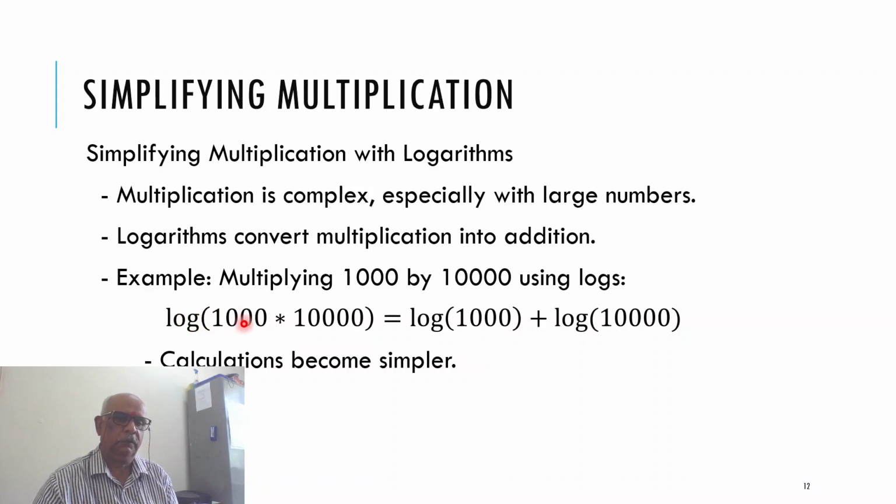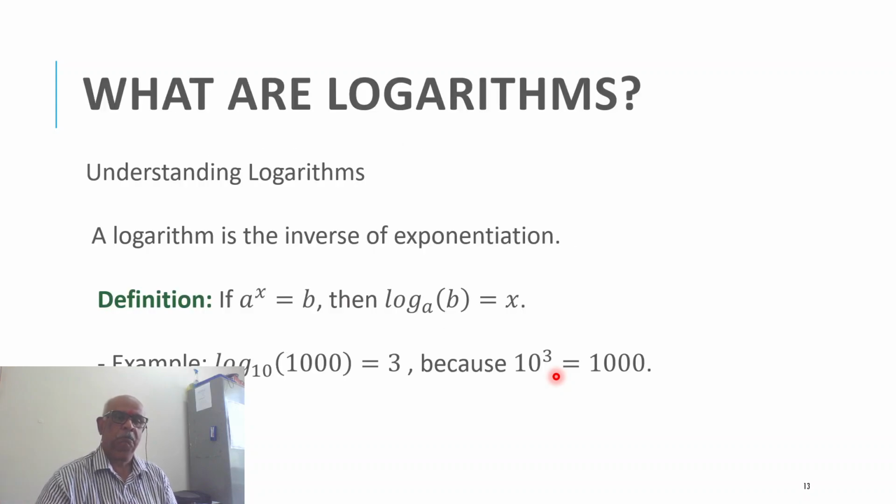Now, without going into the explanation of why it happens, you might already know that when you take the log of the multiplication of two terms, it is basically the addition of the two logs. So if I know the log of 1,000 and the log of 10,000, I can add them. So the multiplication has reduced to addition, and the calculation has become simpler.